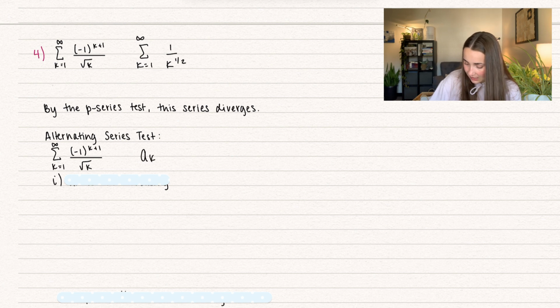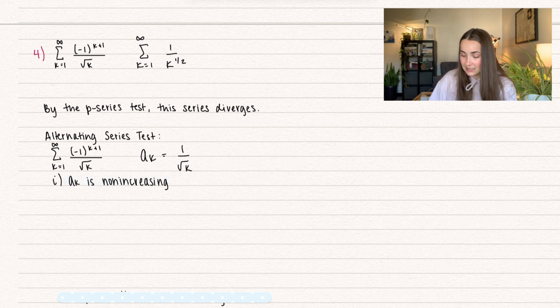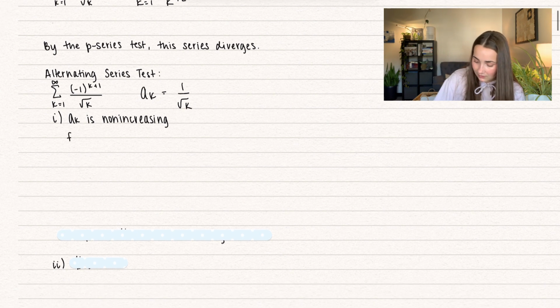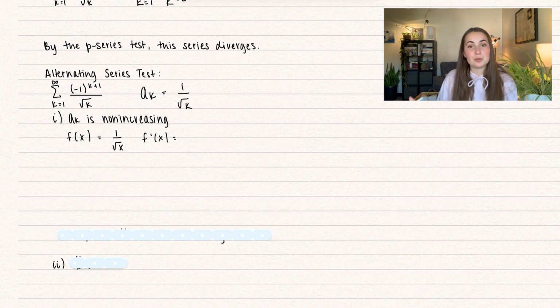So our a sub k is going to be 1 over the square root of k. The first condition we need for the alternating series test is for our a sub k's to be non-increasing. One way you can do that is to think of it as a function, so here we have 1 over the square root of x. When we find f prime of x, we're going to use the first derivative test to find the intervals where it's increasing and decreasing. We want the intervals where it's decreasing.